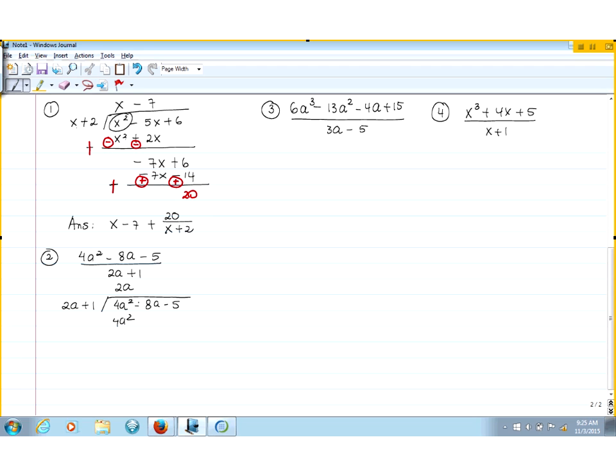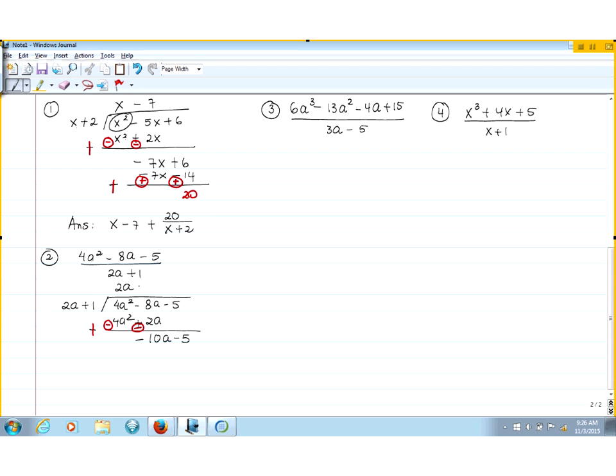Now 2a times 1 is plus 2a, right? And then we are subtracting. Instead of subtracting, we are adding with the opposite. So remember, it's with the opposite, not just changing to adding. Add with the opposite. The first terms always cancel. What about these? What do I have here? Negative 10a, and then bring down the minus 5.